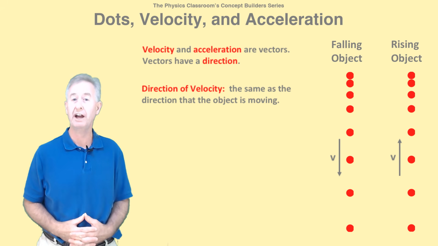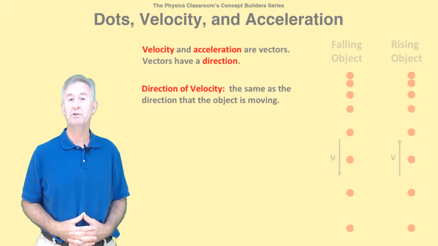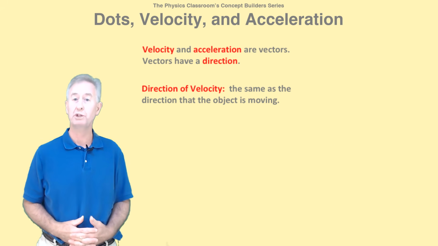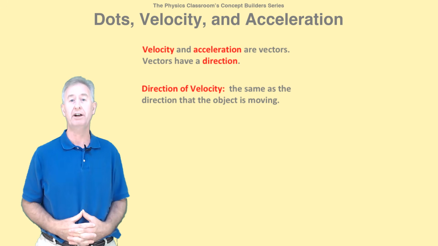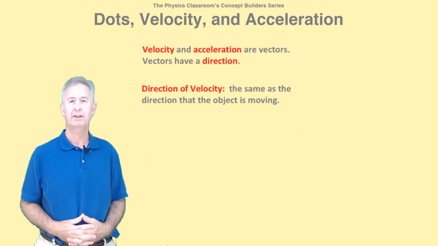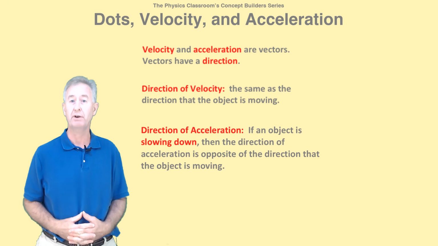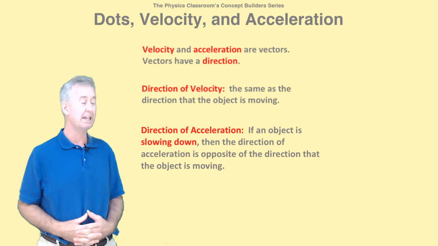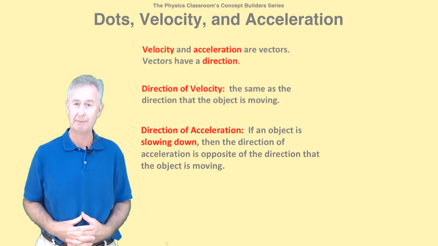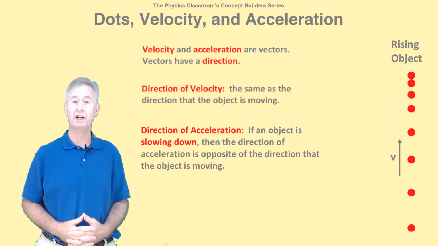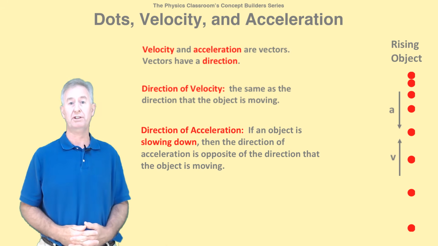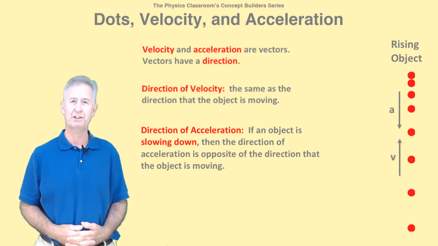Acceleration directions are not so simple. That's because the direction of acceleration depends on which way the object is moving and whether it's speeding up or slowing down. Here's the simplest way to put it. If an object is slowing down, the direction of the acceleration is the opposite direction as the object is moving. Since this upward moving object is slowing down, its acceleration direction is downwards, opposite the direction that it's moving.